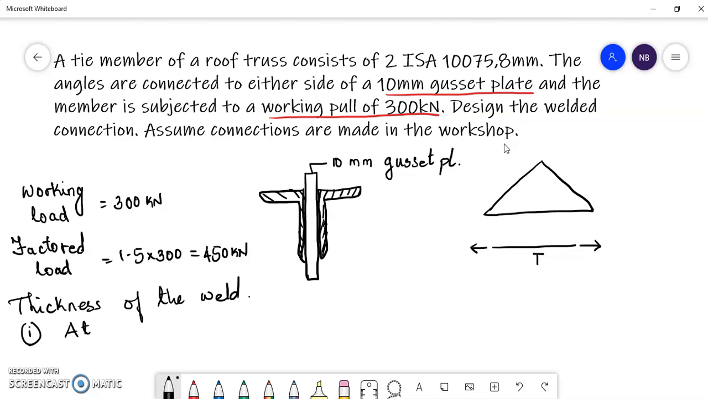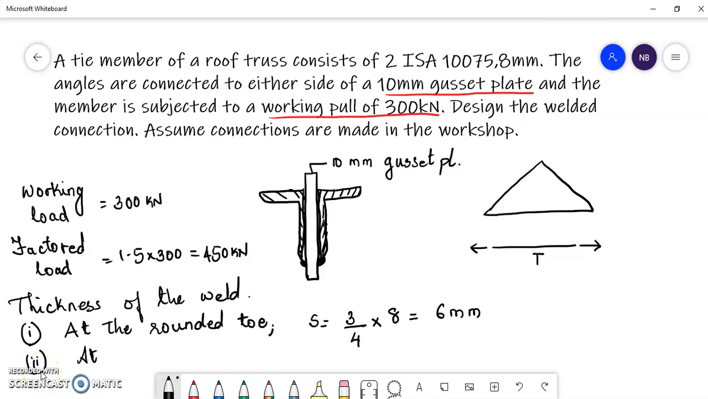One is at the rounded toe of the angle, at this point here at the rounded toe. As per IS 800 2007, we know that the size should be 3/4 of the thickness of the leg, and the thickness of the leg is 8 mm. This works out to be 6 mm.